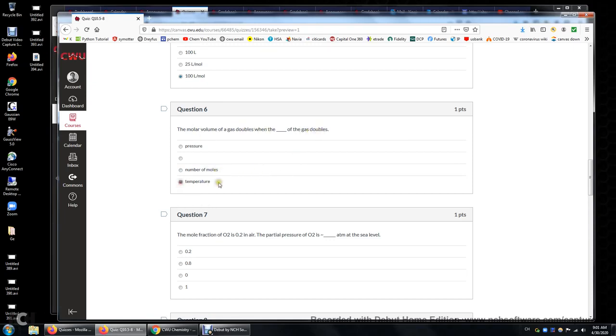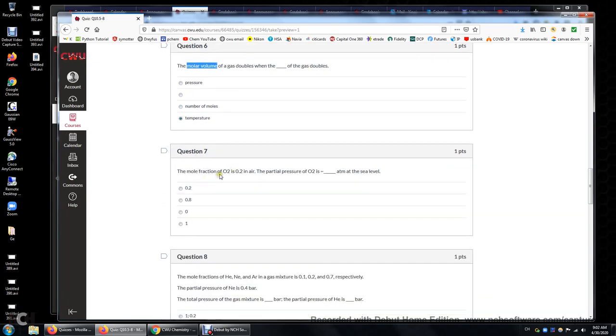Temperature. What about this one? If I change the question by deleting this "molar", then this is also a correct answer. But I'm asking about the molar volume, so it's volume divided by N. V divided by N. If you double the number of moles, you double the volume, so therefore there's no change, all right?